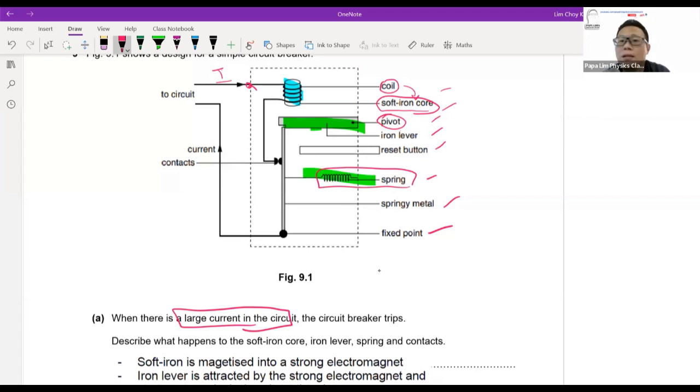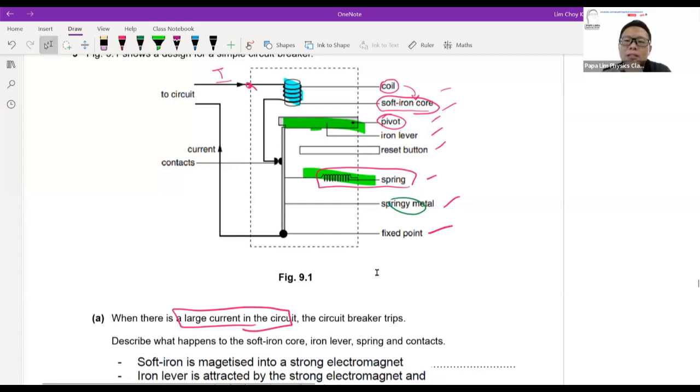Now, when you look at springy metal, whenever I use the word springy, I'm trying to hint to students that this piece of metal has some flexibility, whereby it may swing left or right or up and down. That's what the word springy is trying to hint to the student.